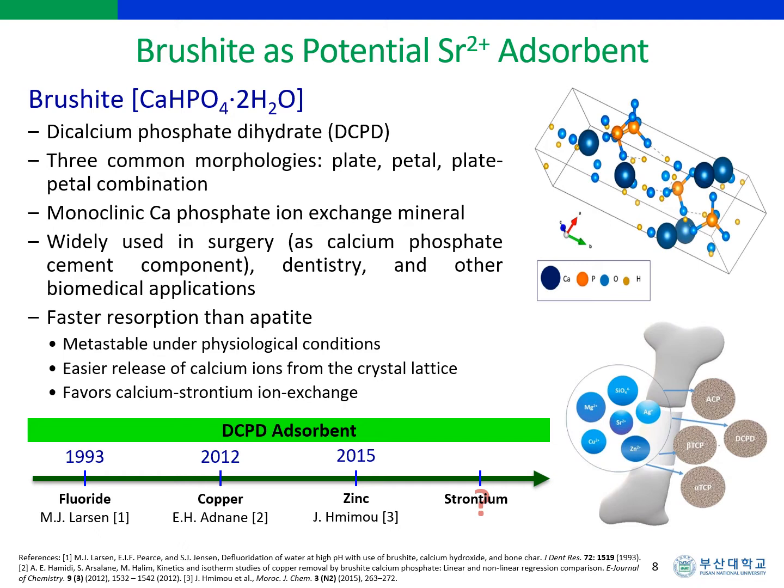Nonetheless, DCPD could perform better than hydroxyapatite and other calcium phosphate adsorbents in terms of divalent metal ion adsorption and retention, because its lamellar structure provides more free interspaces. This implies that DCPD could be superior in sequestering strontium ions in water. Powder DCPD was successfully used in the removal of zinc and copper ions from water. It was also applied in the removal of fluoride from water.